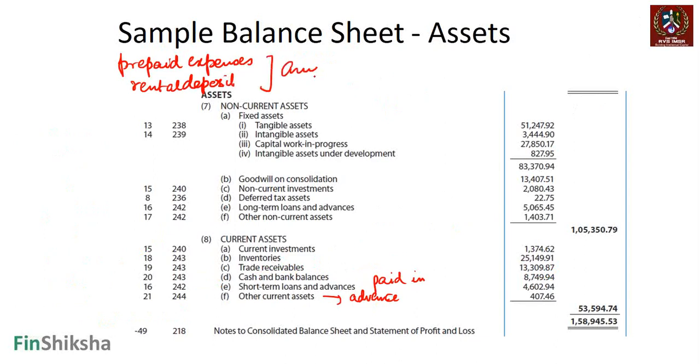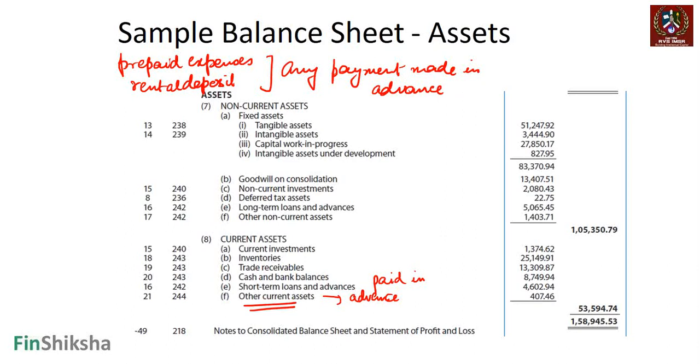Any payment made in advance, right? Any payment made in advance is going to be a current asset, and that's going to get classified as other current assets, right? All these flow into other current assets. There could be some minor differences in other current assets as well.